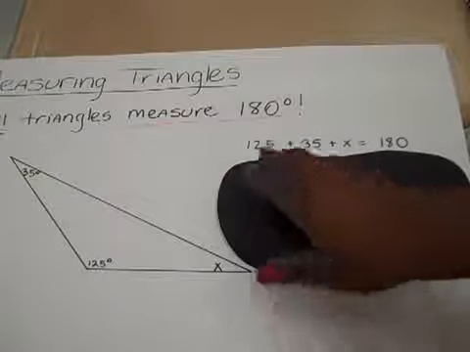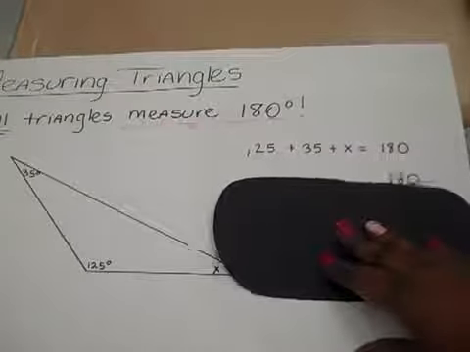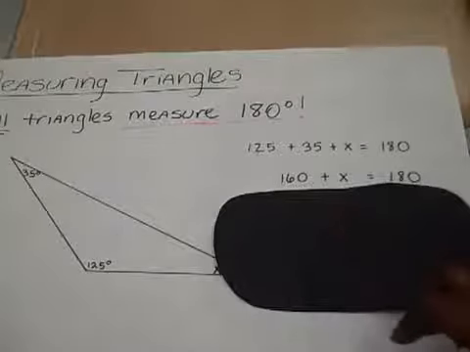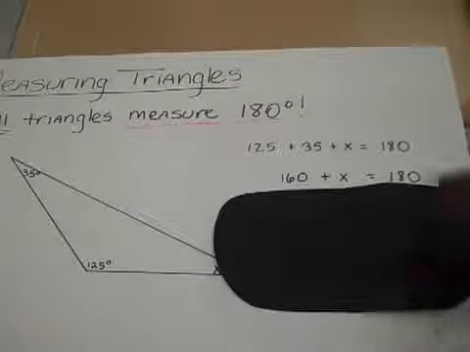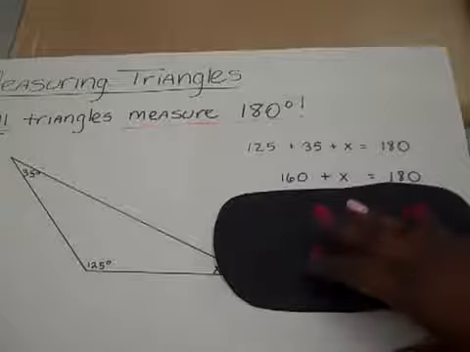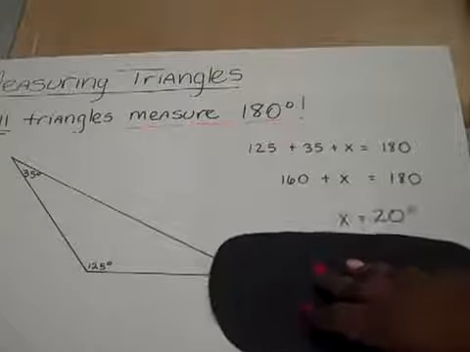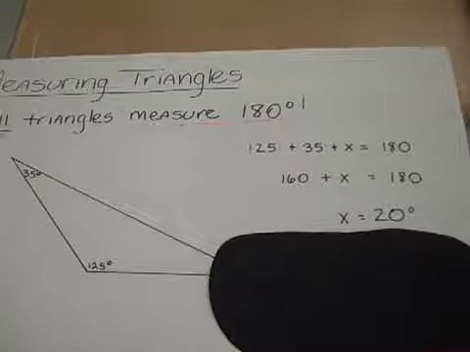Then we would combine our like terms, 125 and 35, to get 160 plus x equals 180. Now you have a one-step equation. You should remember to do the opposite operation, and you'll figure out that x must be 20 degrees.